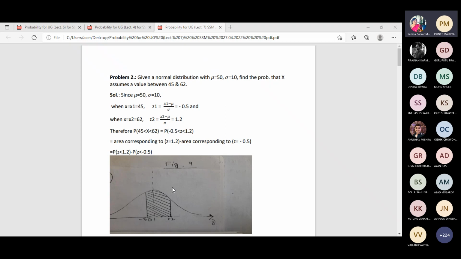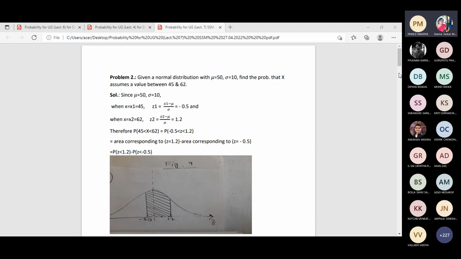Actually, for this Z transformation, in the transformed variable Z, you know that the mean is always 0 and the standard deviation is always 1. That also I have shown in the last class. Have you remembered that? Yes, ma'am. So the pattern of the curve will be always the same. It is fixed. Mean and standard deviation in terms of standard normal variate is always the same, 0 and 1 respectively.